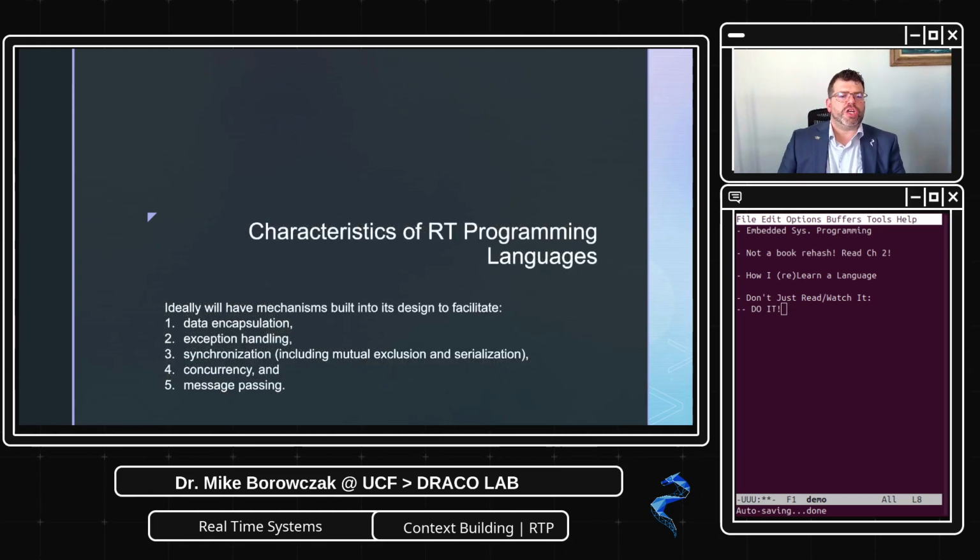Okay, so what are the characteristics that we expect for real-time programming languages? We expect that real-time programming languages can handle these 5 things. Data encapsulation. Can we have some way of capturing and holding on to data in a way that is both convenient and also efficient? Do we have a way to organize data? Do we have mechanisms that allow us to bundle data, iterate over data, work with data, without having to do all the manipulations ourselves?